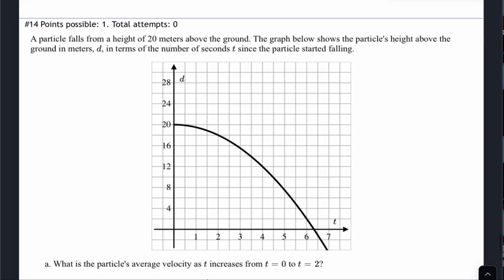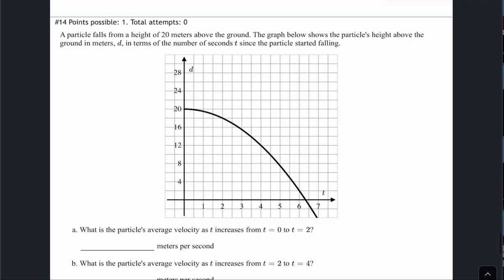Let's look at example 14. It says a particle falls from a height of 20 meters above the ground. The graph shows the particle's height above the ground in meters in terms of the seconds t since the particle started falling. So you'll notice that our t is 1, 2, so they're almost counting by halves. And then this is 2, 4, 6, 8, 10 meters. So we can even remind ourselves this is seconds and this is meters.